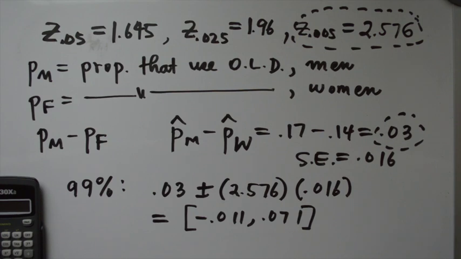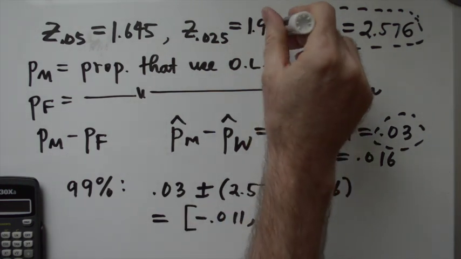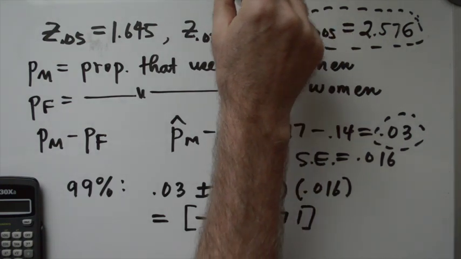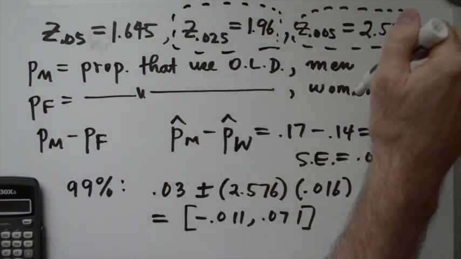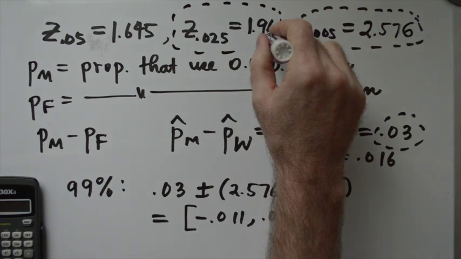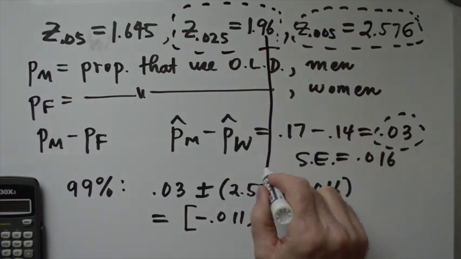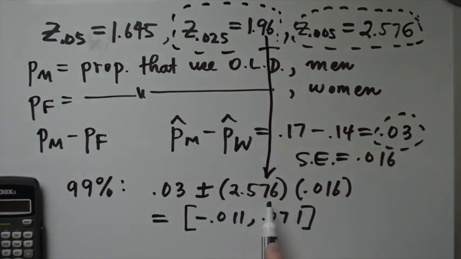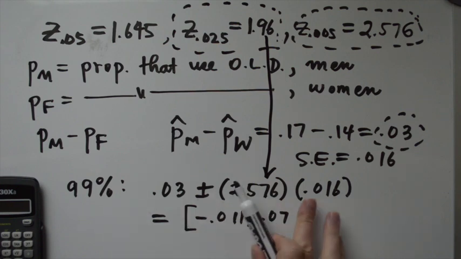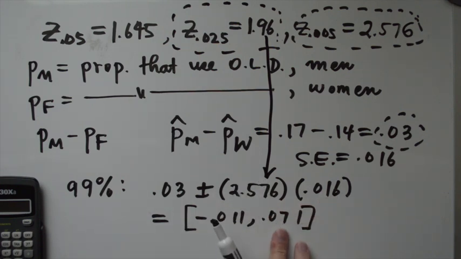Now, it is an interesting question, right? What would happen if we exchanged a 99% confidence interval for a 95% confidence interval? That would manifest itself in changing out the 2.576. We would change out that 2.576 for the significantly smaller 1.96. That would almost certainly change this into an interval that consisted only of positive numbers.